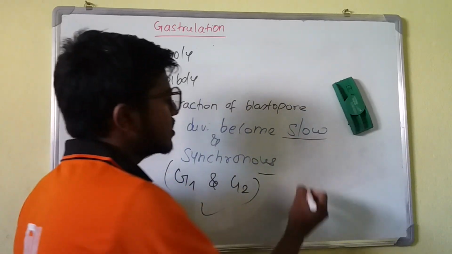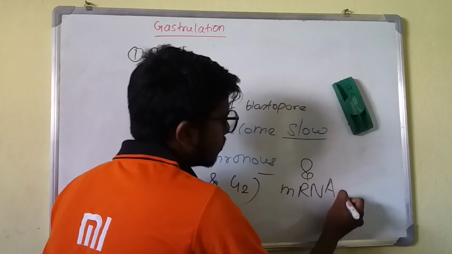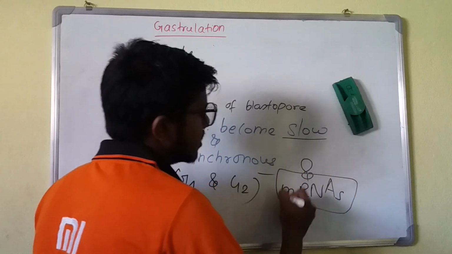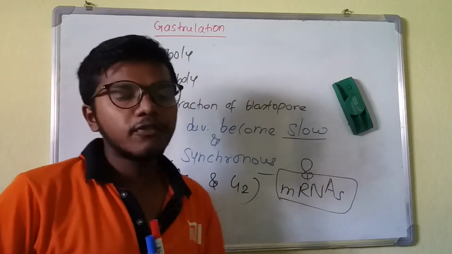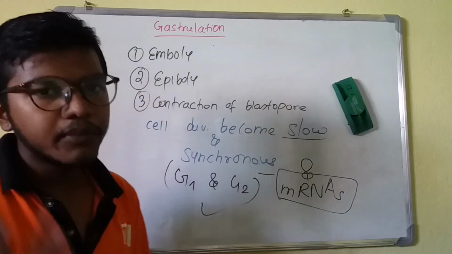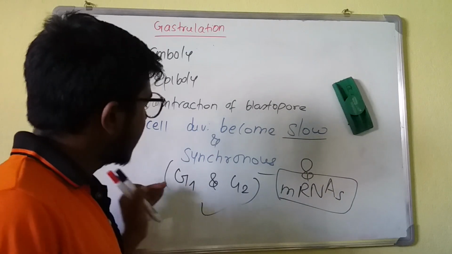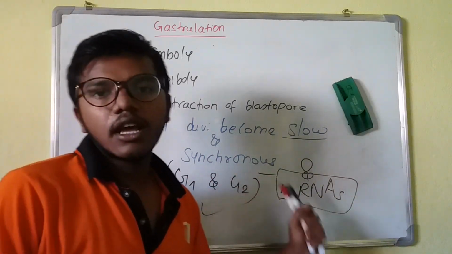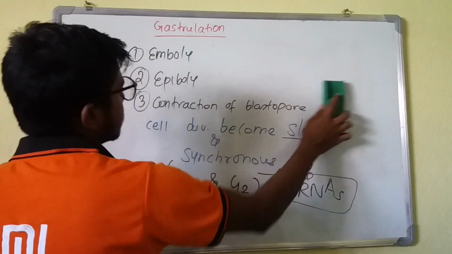At the same time, there will be more formation of mRNA from the nucleus, which governs this process. It might be asked, which of the following phases of cell division is being acquired in the mid blastula phase? That will govern the gastrula. That is G1 and the G2 phase, accompanied by more formation of mRNA from the nucleus.